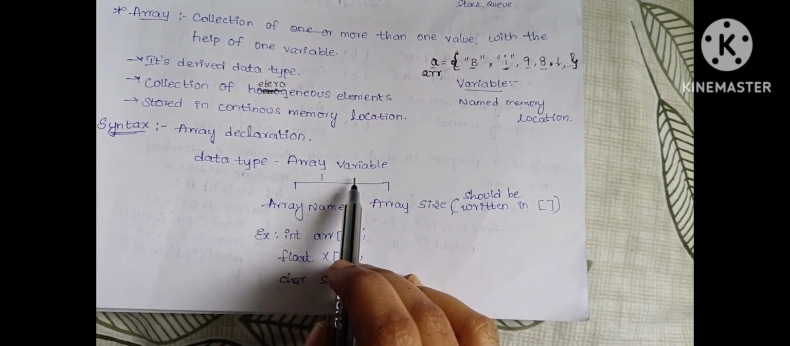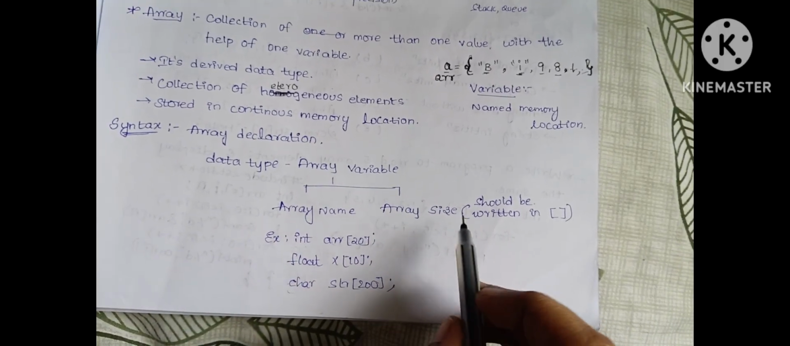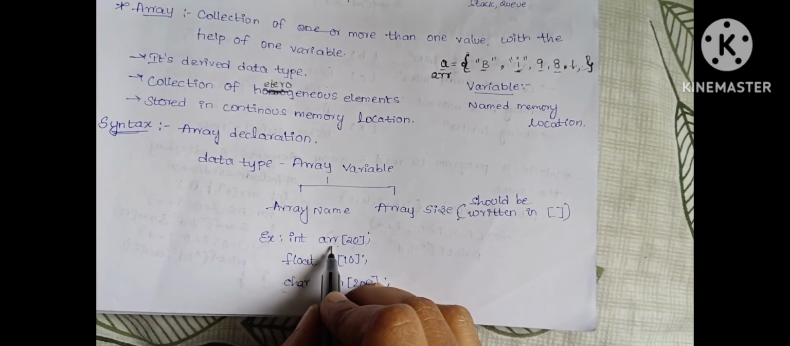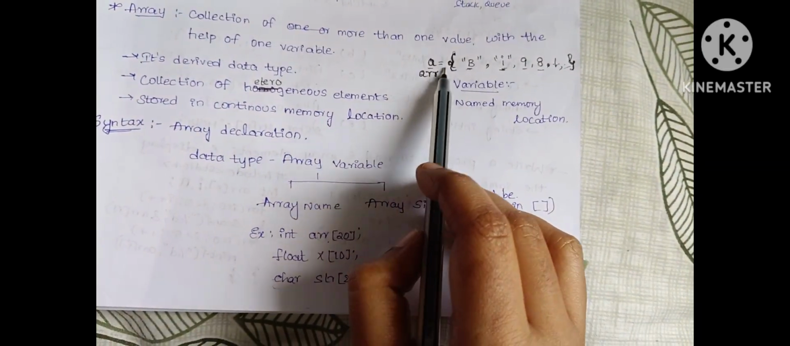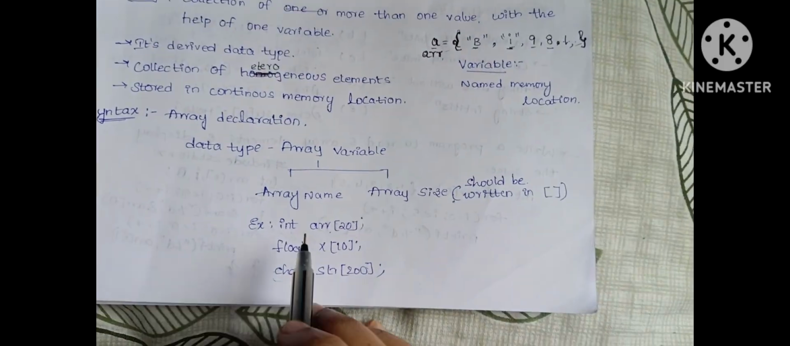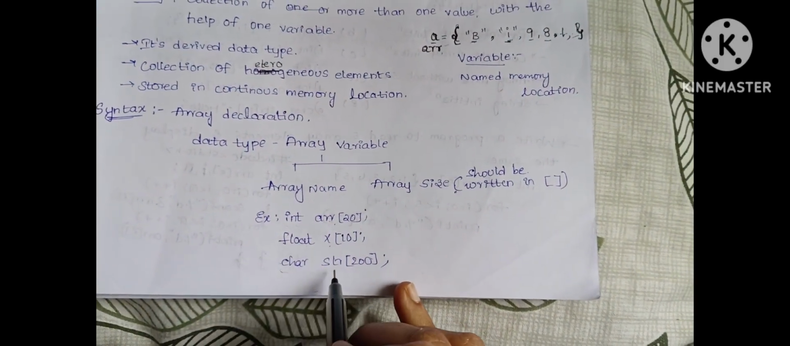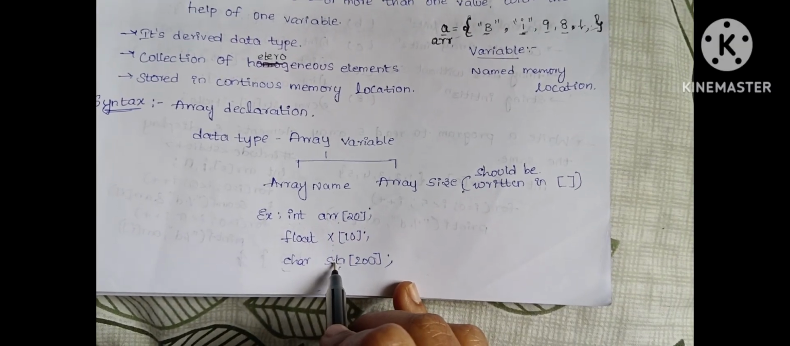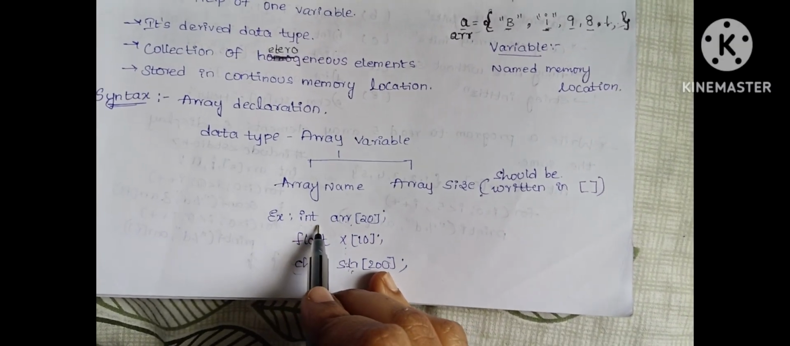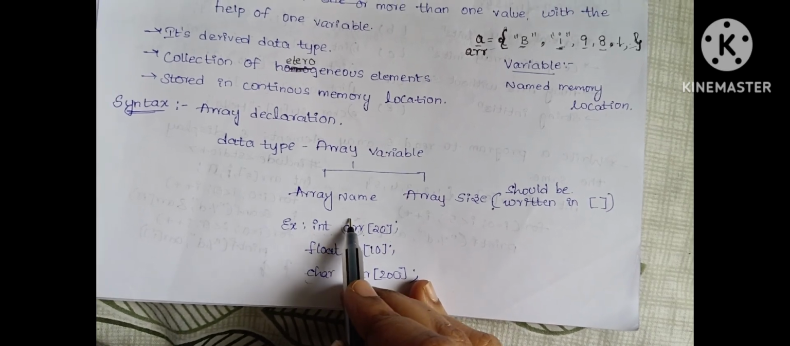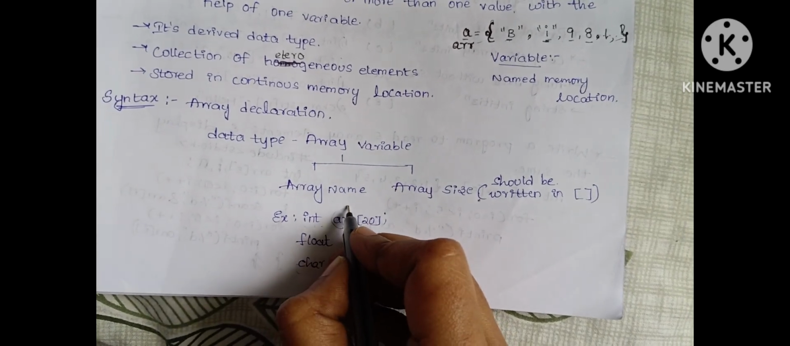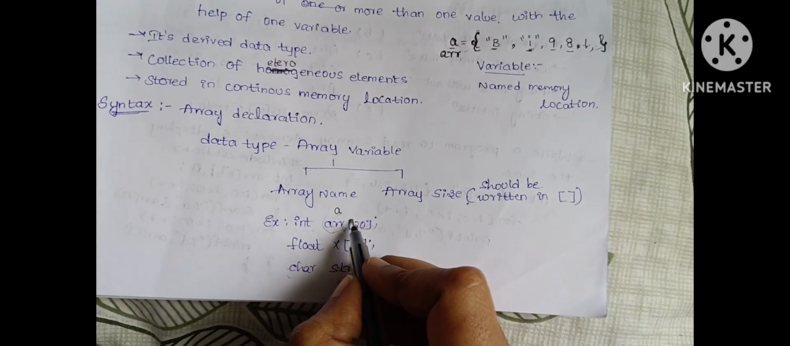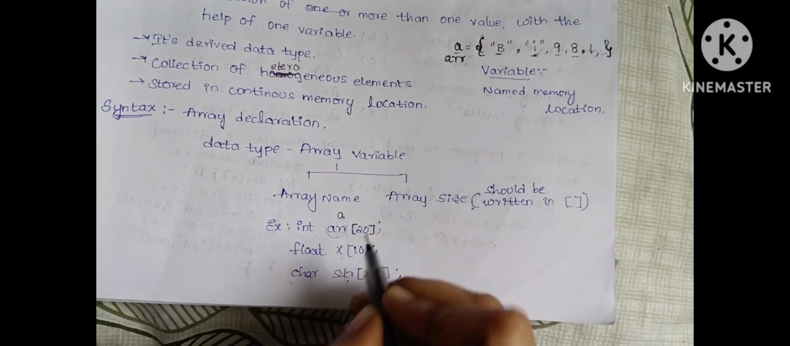Now array variable, it can be name and size. So array name, I am taking it as ARR. I have told you, right? ARR is nothing but this one. You can take it as you wish. See, here I have taken ARR, X, STR. It is your wish. Whatever you are taking, it should be valid in your programming language. That's all. So this is your data type. This is your array name, which I am giving. In place of ARR, you can also take A. Nothing is fishy in it. And this is nothing but your array size.